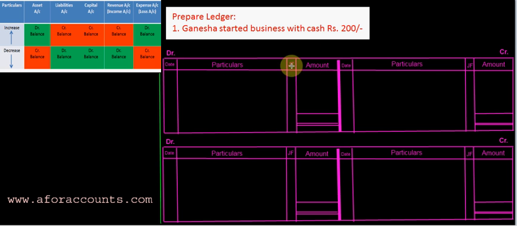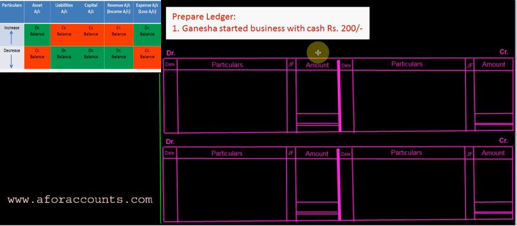What is journal folio? Here you write the page number on which the entry you are posting is present in the journal. So date, particulars, journal folio and amount.